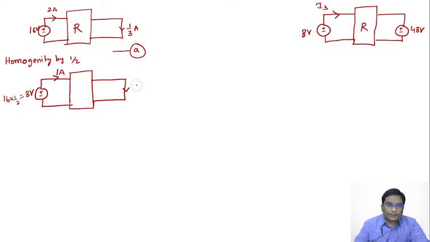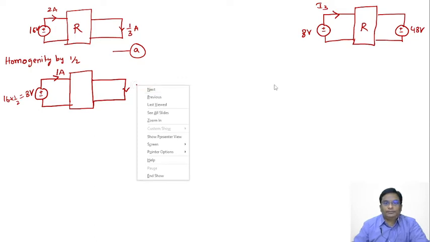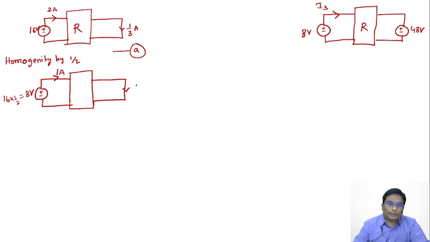1 by 3 divided by 2. Okay, so this is 1 by 6 ampere. This is 1 by 6 ampere.